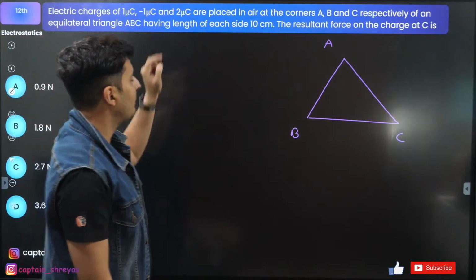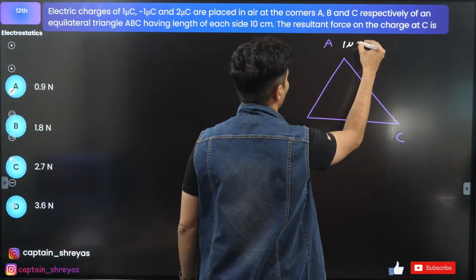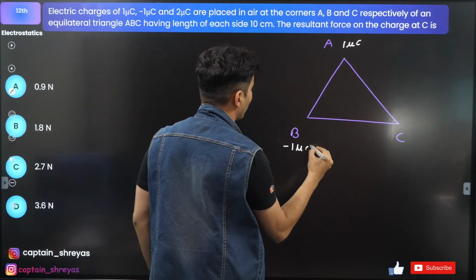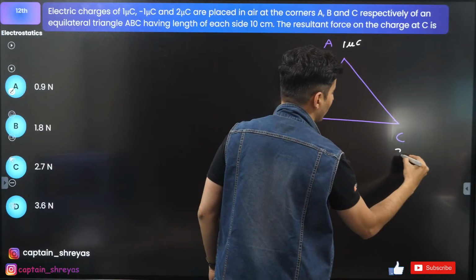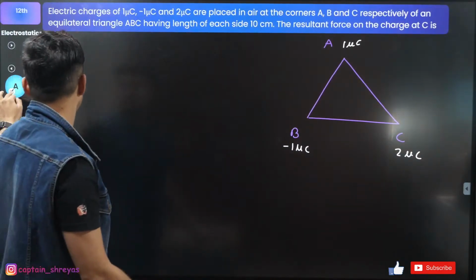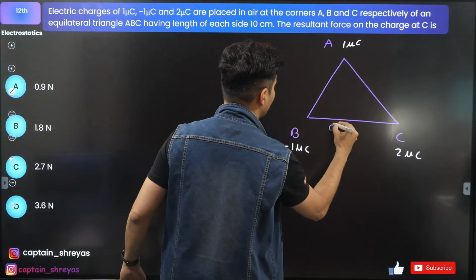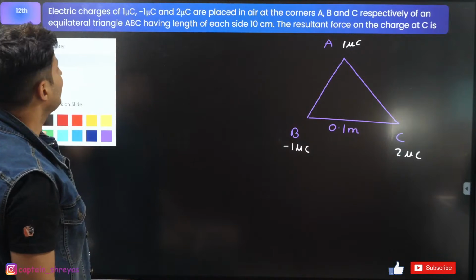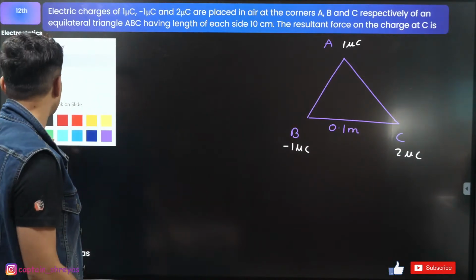Let me write it down. 1 microcoulomb. So 1 microcoulomb. Then you have -1 microcoulomb, -1 microcoulomb, and then you have 2 microcoulomb over here. The question is, what is the resultant force? Before that, this side length is 0.1 meter. It's an equilateral triangle. What is the resultant force on charge C?